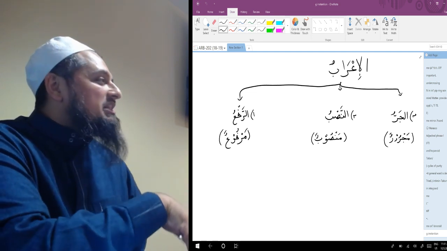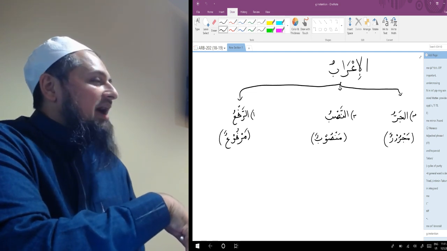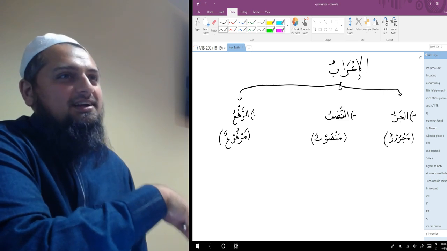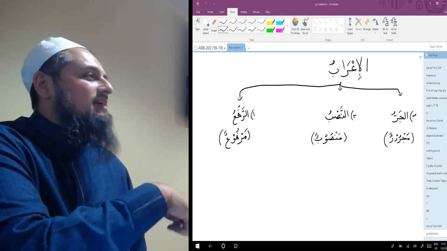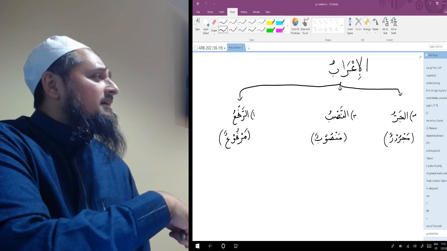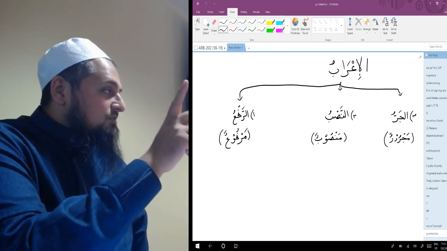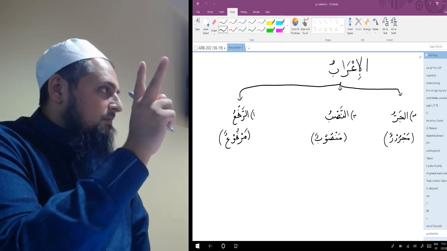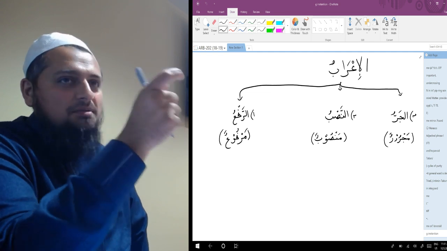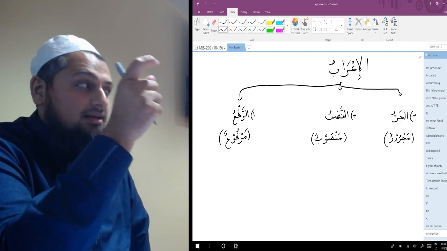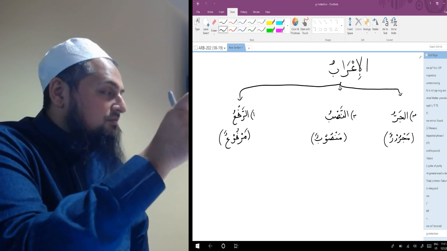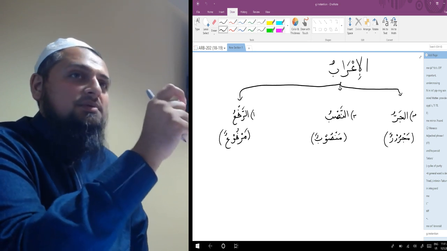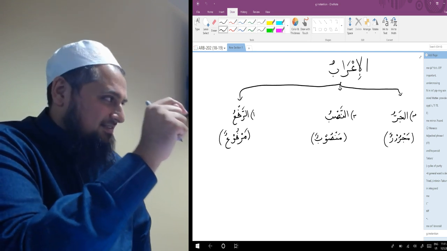Alright. Now in the book, how does he explain these things? If something is in the state of rafa', what is he saying that is? It's the subject of the sentence or the doer of a verb. So anytime you have the subject in the sentence, it's going to be in the state of rafa'. It will be marfu'. If it's the doer, it's going to be in the state of rafa'.